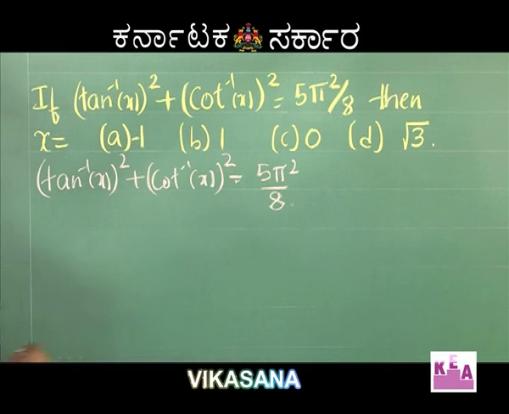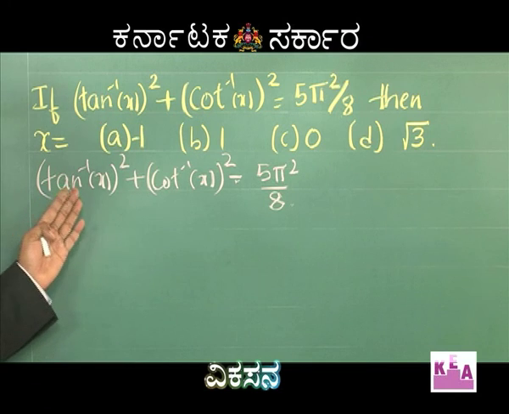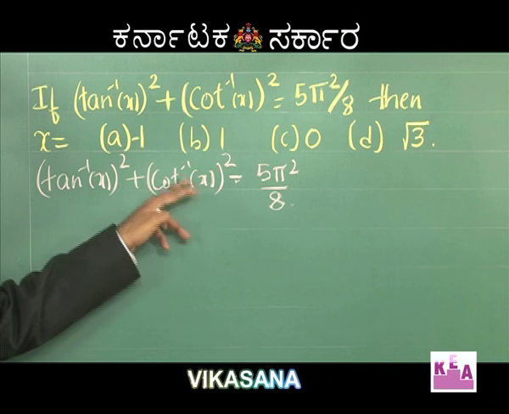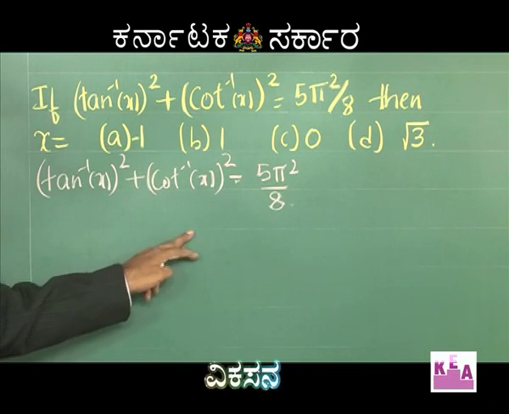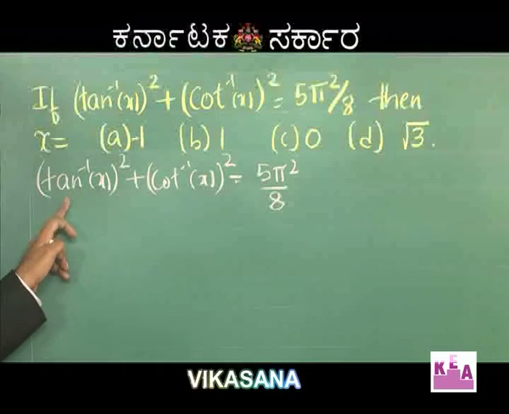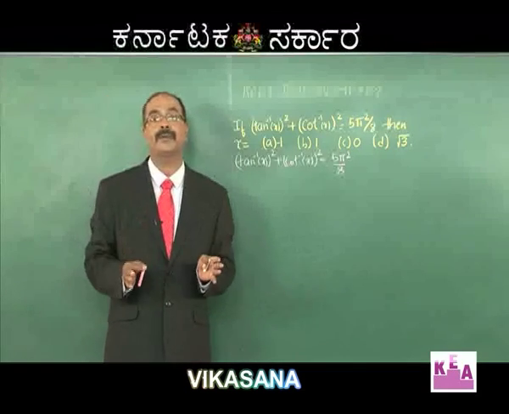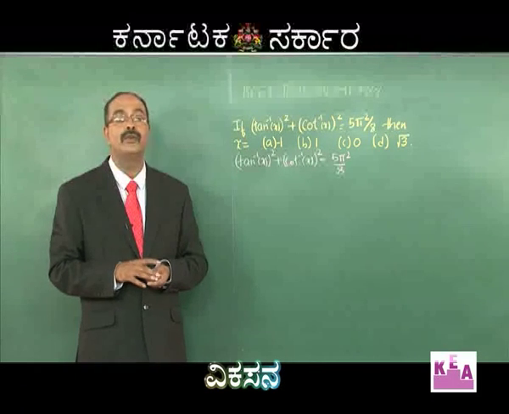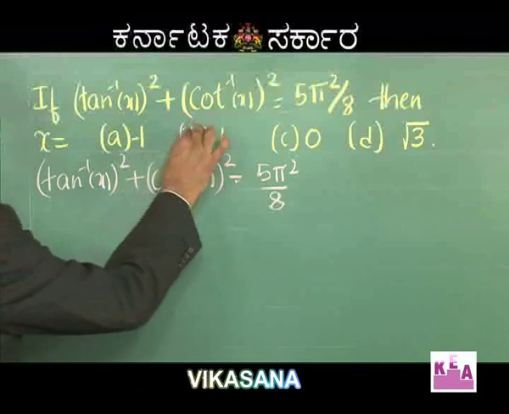Out of 4 options given, easiest option is 0. If you substitute, tan inverse of 0 is 0, and cot inverse of 0 is pi by 2. That gives pi square by 4, which is not a right option, straight away you can ignore that. Next easier is option 1. Tan inverse of 1 is pi by 4. Cot inverse of 1 is pi by 4. Pi by 4 whole square plus pi by 4 whole square is pi square by 16 plus pi square by 16, that is equal to 2 pi square by 16 or pi square by 8. Therefore, that is also not correct.